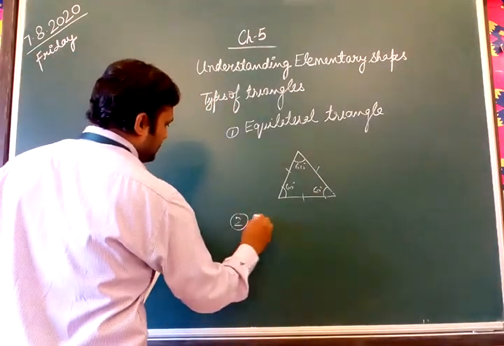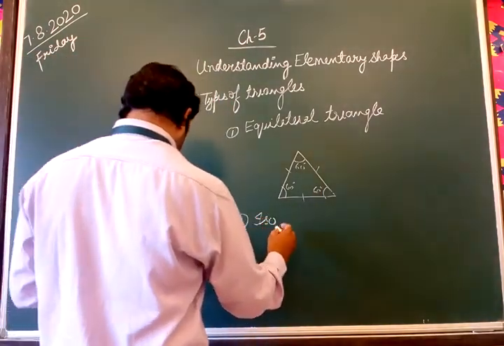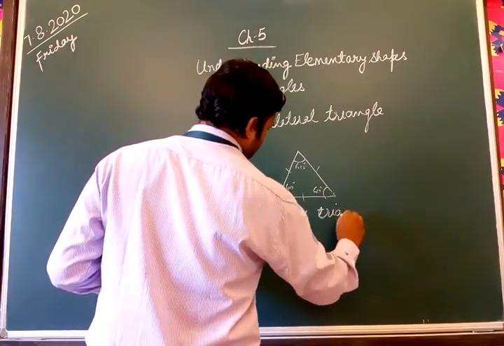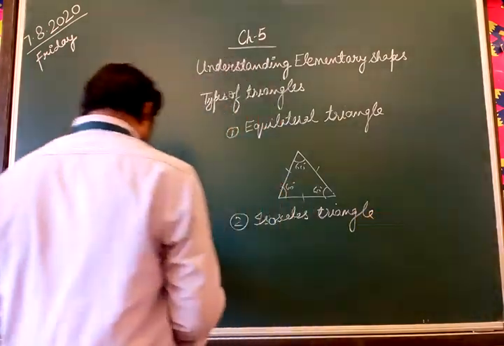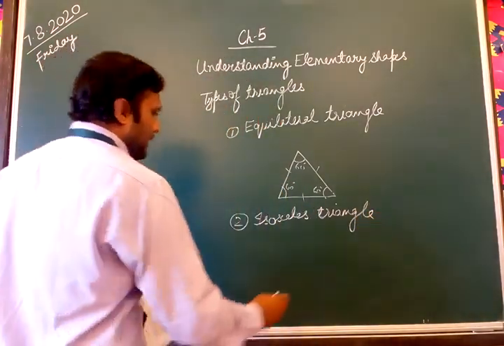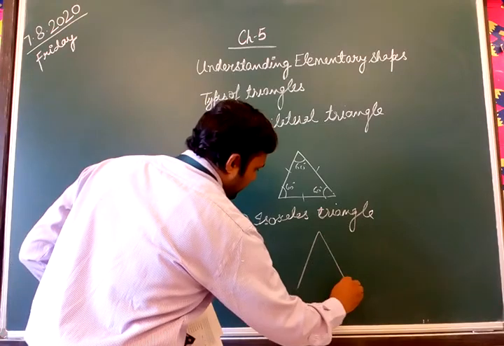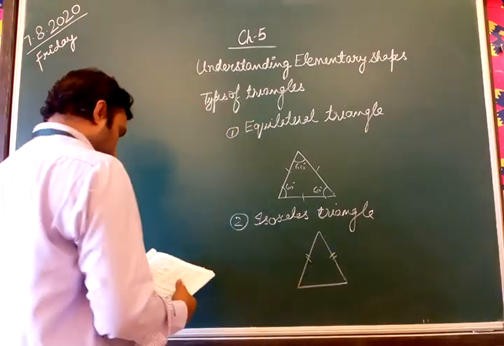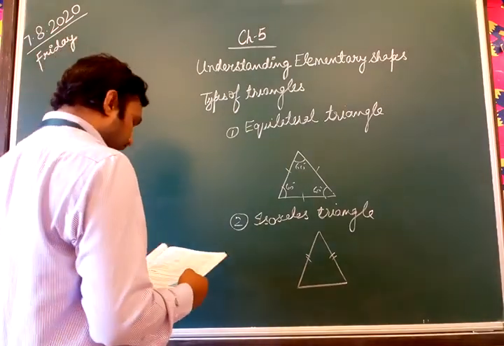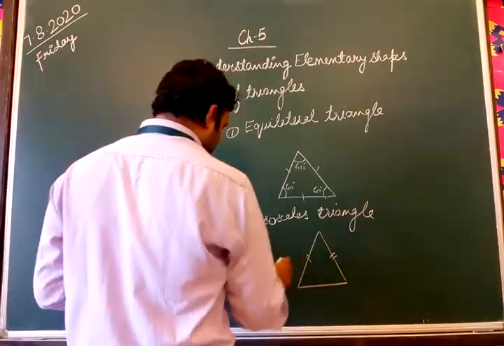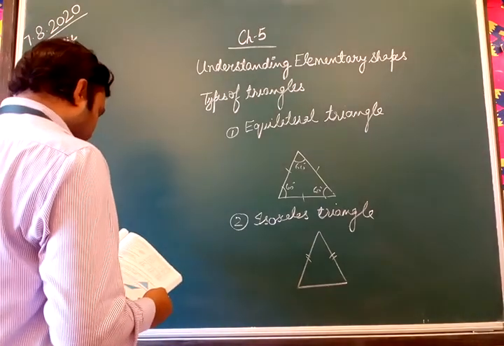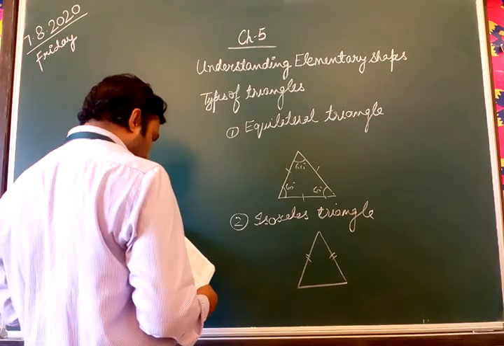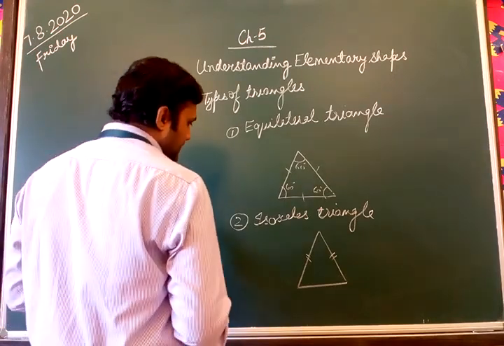Second is the isosceles triangle. In the isosceles triangle, two sides are equal. If we talk about this side, it equals this side. The triangle in which two sides are equal is called the isosceles triangle. In the isosceles triangle, the angles opposite to the equal sides are called the base angles.